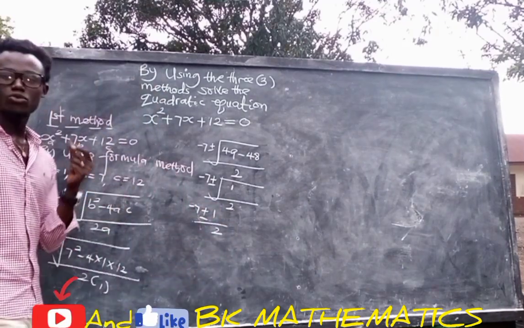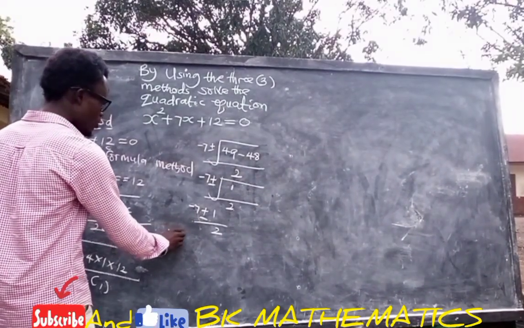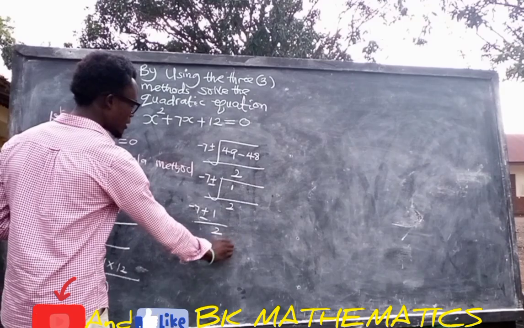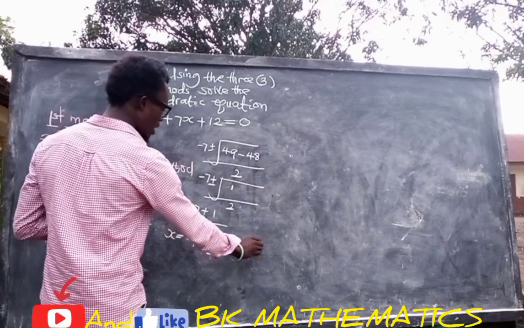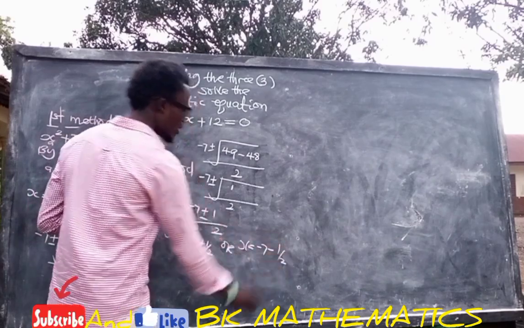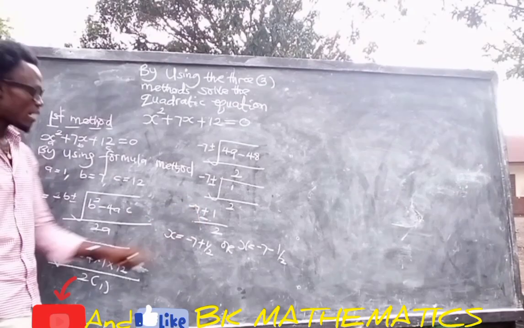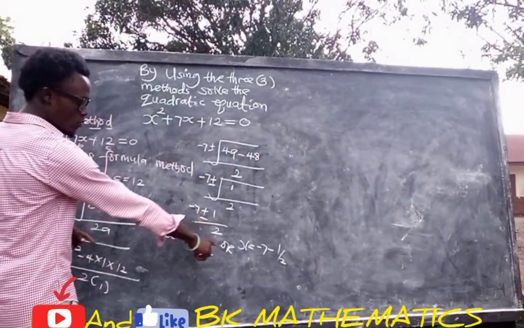Now let's try to use the two signs. We say our x then becomes minus 7 plus 1 over 2, or it can also be x becomes minus 7 minus 1 over 2. You can use the signs one at a time. We first use plus, later you can use minus also. That's why we say or.